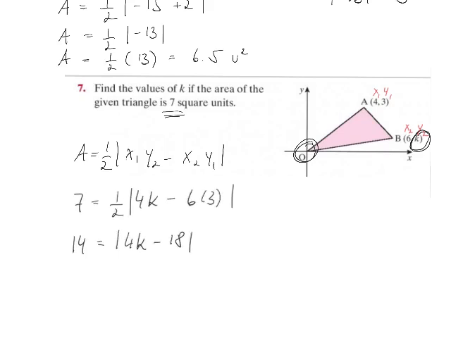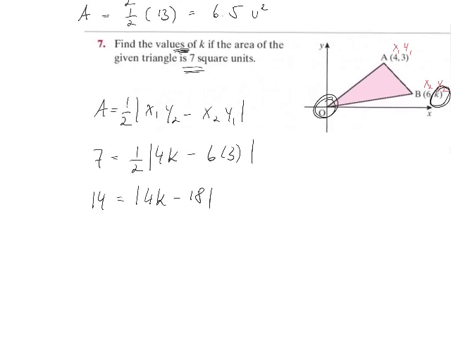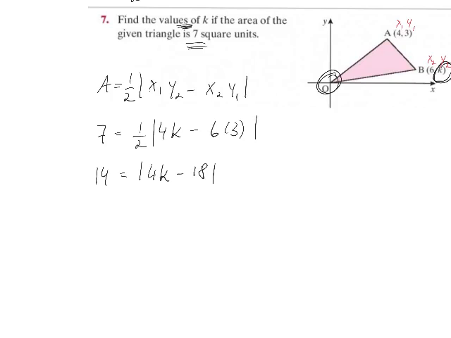So now here we are told to find the values of k. So there's going to be at least 2 values of k, and the reason why is because there's two situations. First of all, whatever is in here could be positive, and whatever is in here could be negative, and it would give us the same value. It would give us 14 because those two bars tell us we just turn it positive. If it's positive, we don't have to change it. If it's negative, we change it to positive.